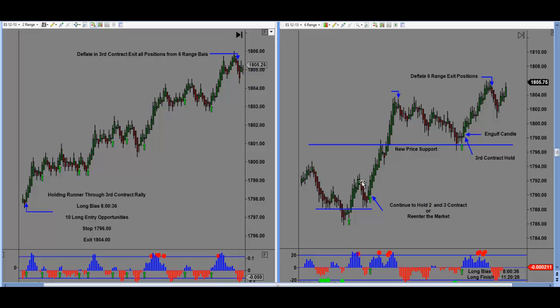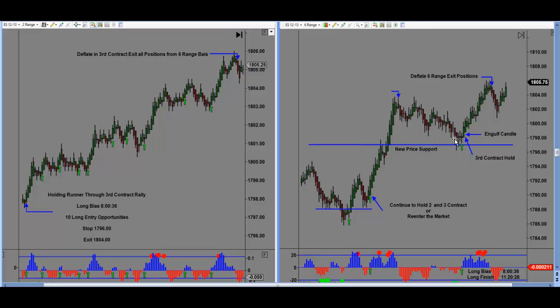So if you took your first contract off the table, your second contract off the table, and now you're only holding a runner as you drag your stop up. Okay, your stop should be no more than around the 1796 level. Okay, so I did go back in time again, and we have new price support.